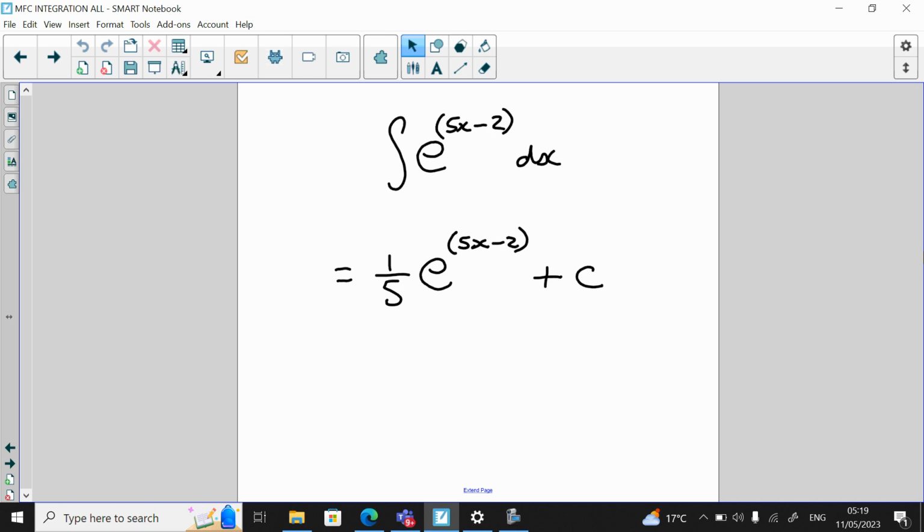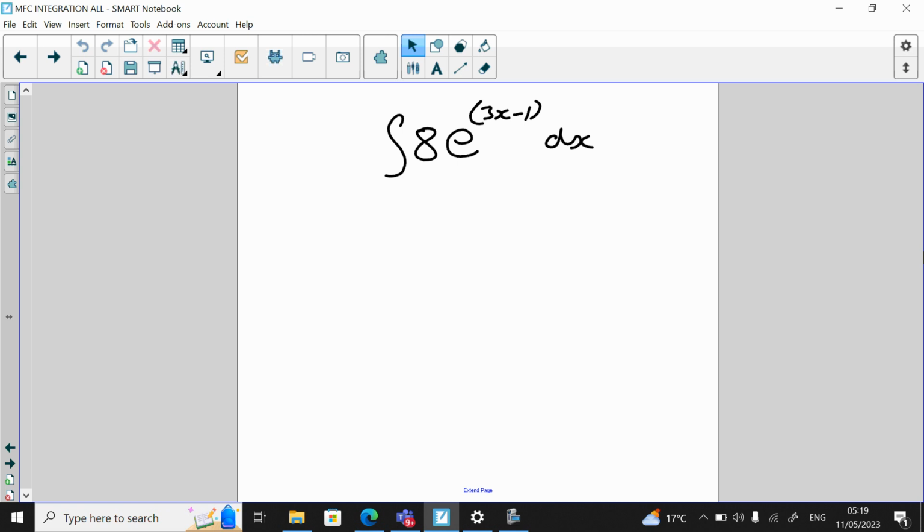Right, here, this time I've got a number in front of the exponential, I've got an 8. So instead of 1 over 3, it'll be 8 over 3. So that 8 just comes along for the ride. 8 over 3, then times the original exponential, the e to the 3x minus 1. Doesn't always have to be in a bracket. Sometimes we just like to protect it. And let's have a plus c, because it's an indefinite integral.